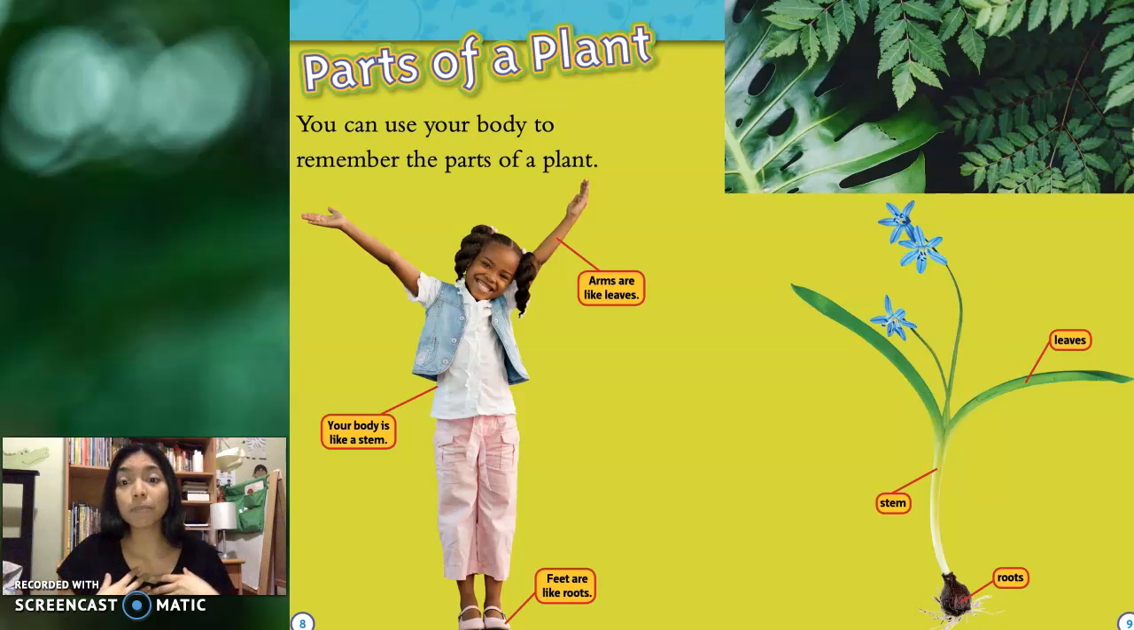So we have body parts and a plant also has body parts, right? That's how we can remember. We can remember roots, stem, and leaves. Okay, so that's how we'll remember. It's roots, just like our feet. Stem is the body, and the arms are the leaves. Okay.